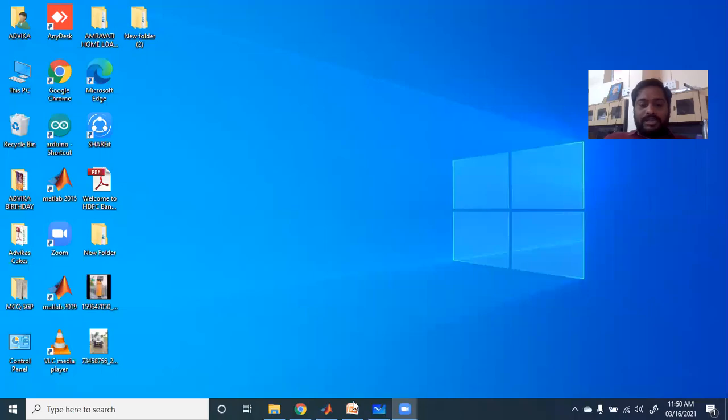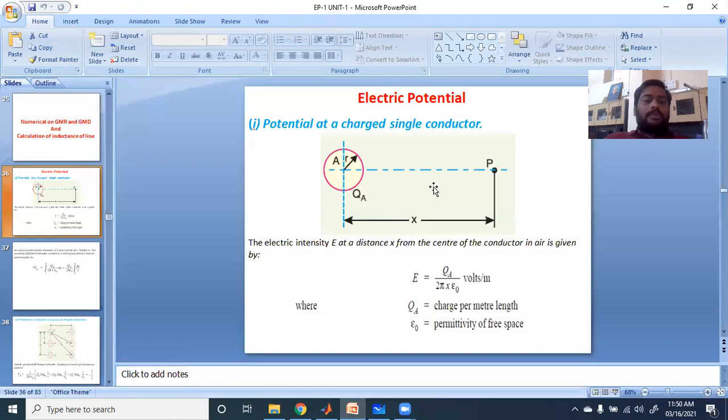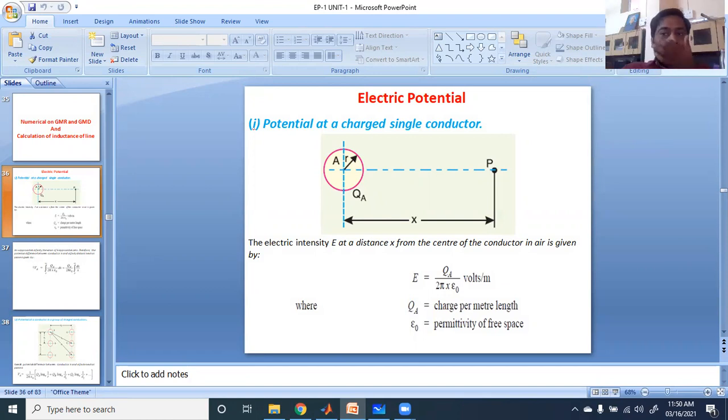Hello friends, this is lecture number 12, Electrical Power System 1, unit number 1. Today we discuss the concept of potential difference, which is utilized for the numericals on capacitance calculation of three-phase transmission line and also calculations of the single-phase transmission line.